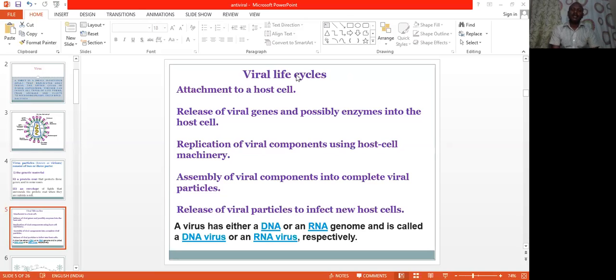DNA can be double stranded or single stranded, whereas in the RNA case, it will generally be single stranded RNA. That is how you classify viruses. A virus can be a DNA type or an RNA type. In a DNA type of virus, you'll have double stranded or single stranded DNA, whereas in an RNA type of virus, you'll have only a single strand.